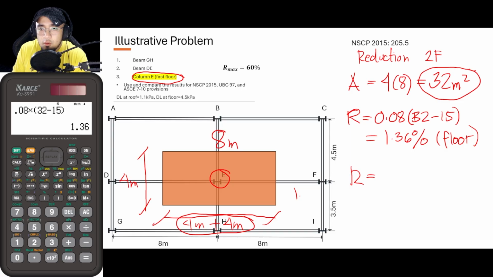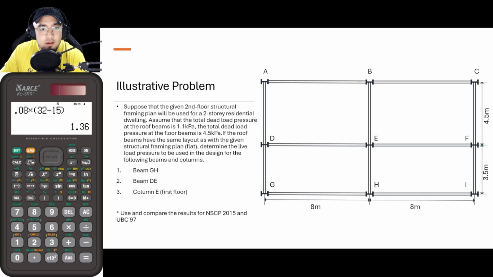for the roofing, so R times what is the tributary area for the column considering the roof beams. It was stated earlier that the plan for the roof beams would be symmetrical, or sorry, not symmetrical, would be the same as with the layout of the floor beams. So dito po nakalagay. If the roof beams have the same layout as with the given structural framing plan, ibig sabihin ganito din daw po. Okay? And it was stated here that it is rather flat.